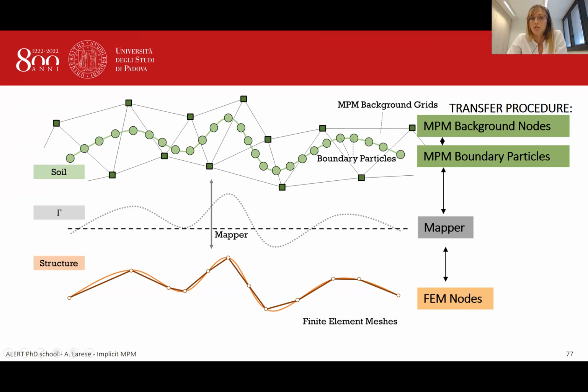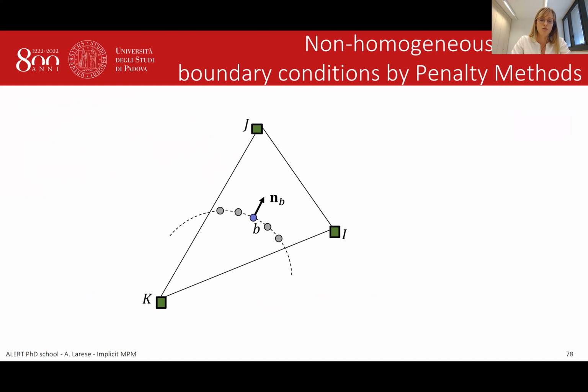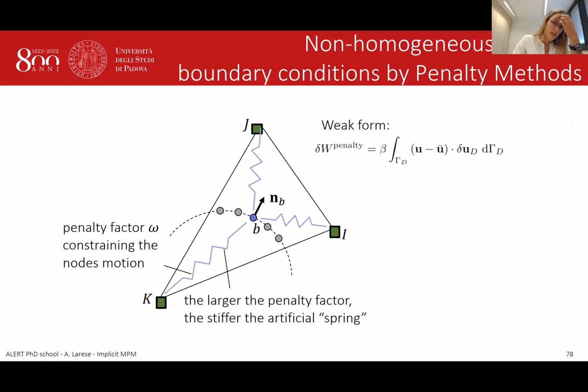In our case, we are using the mapper present in the Kratos Multiphysics tool, which is for us a sort of black box. And as I said before, when I mentioned the non-matching boundary condition, what we are using are boundary particles with penalty conditions. That means we are constructing an outer layer of massless boundary particles that mimic the boundary layers of the structure itself.